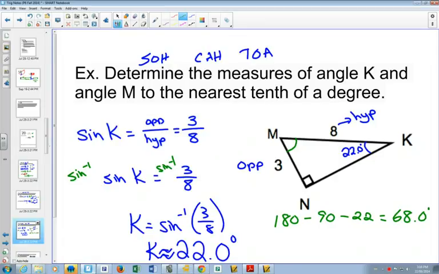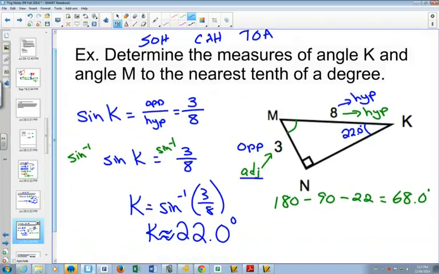But let's say you started this question and you said, I'm going to do angle M before angle K. Now, if I was doing angle M first, this is still my hypotenuse, but this is no longer my opposite side. For the green angle, the 3 would be my adjacent side. So opposite and adjacent is always relative to which angle you're talking about. The hypotenuse stays the same, but what is opposite and what is adjacent is based on which angle you're talking about. In this case, if I'm talking about angle M, then the 3 is my adjacent side.